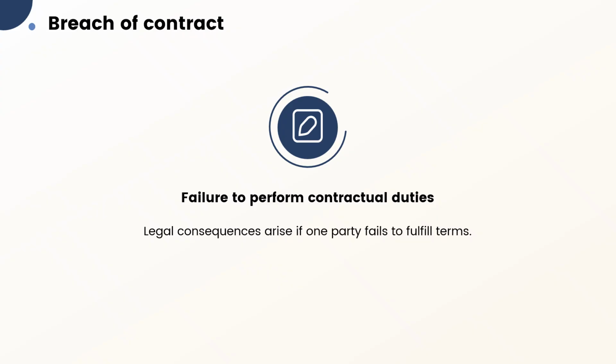A breach of contract happens when one party fails to perform their contractual duties. For example, if one party refuses to do what they agreed to do without a valid reason, that may be a breach. And a breach can lead to legal consequences, damages, or other remedies. So when you see a breach, think someone failed to perform.